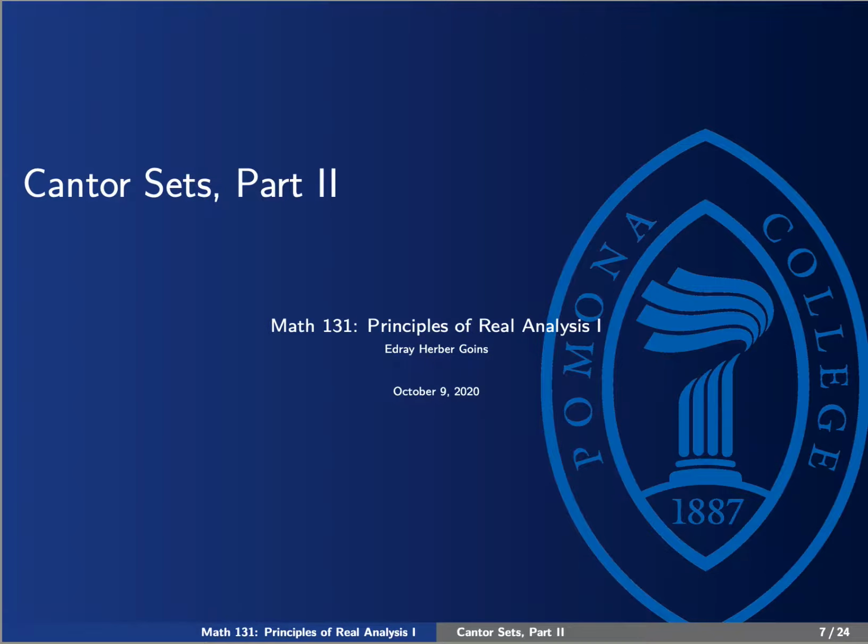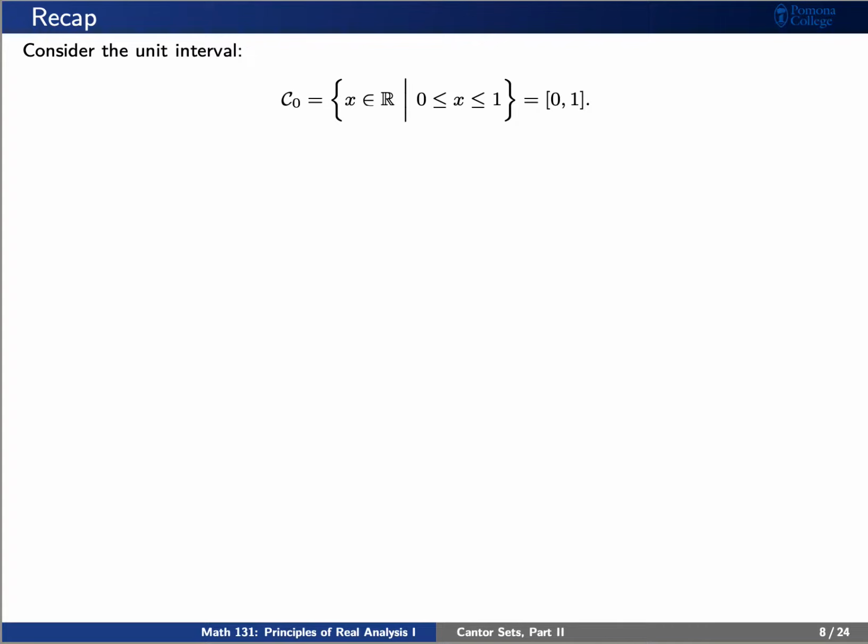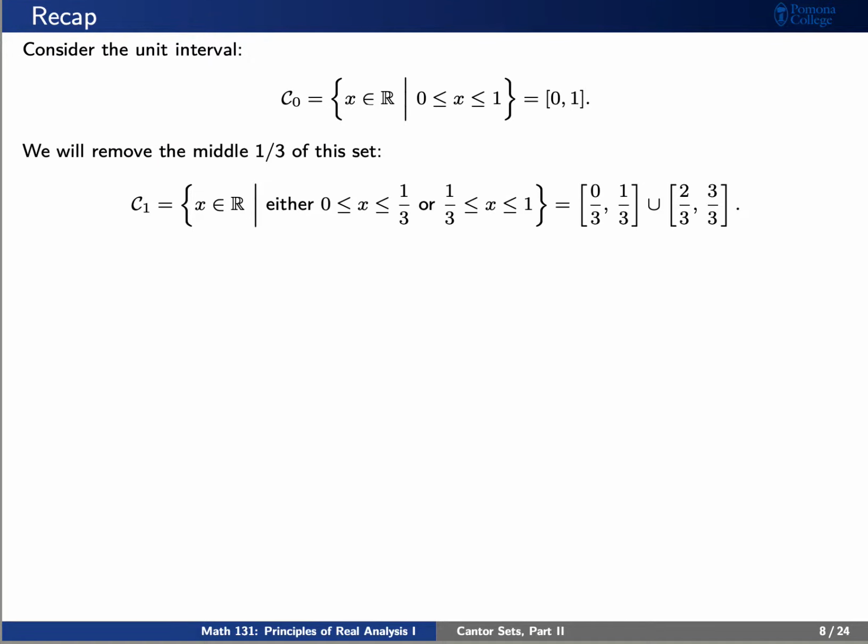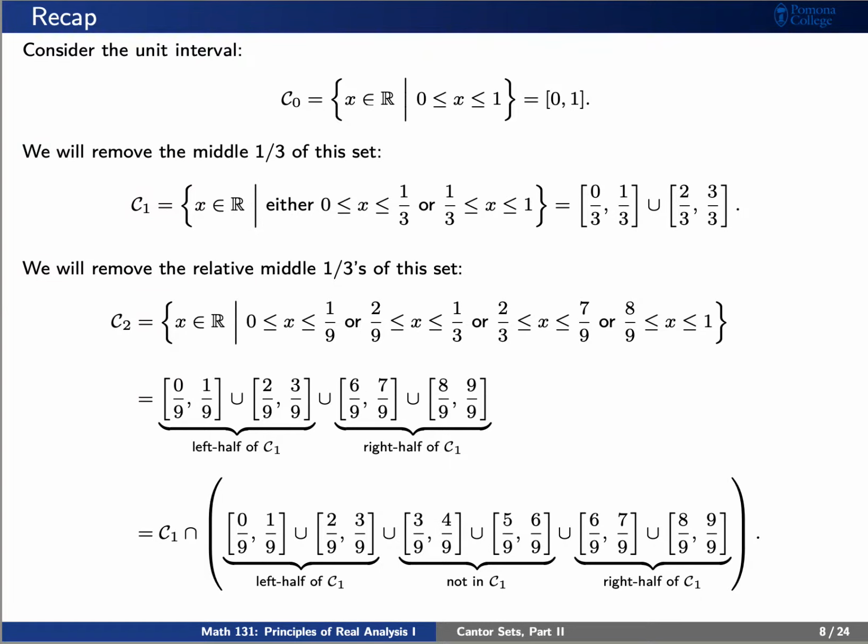We're going to say a little bit more about Cantor sets. Let's recall some of the ideas from before. Say that we have the unit interval from 0 to 1. We'll remove the middle 1/3 of this set so that we have the union of two intervals from 0 to 1/3 and from 2/3 to 1. Next, we'll remove the relative middle 1/3 of this set.